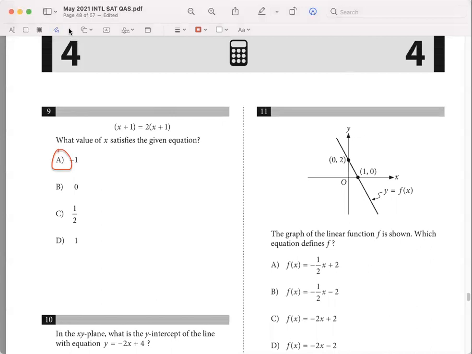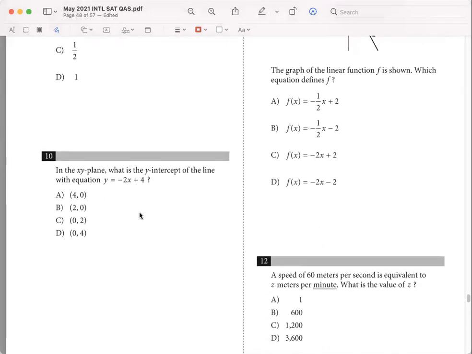In the xy plane, what is the y-intercept of the line with the equation? So when we write the equation as y equal to mx plus c, then m, the slope, is -2 and c, 4, is the y-intercept. So it will be (0, 4). When x is 0, y is 4. So that's option D.